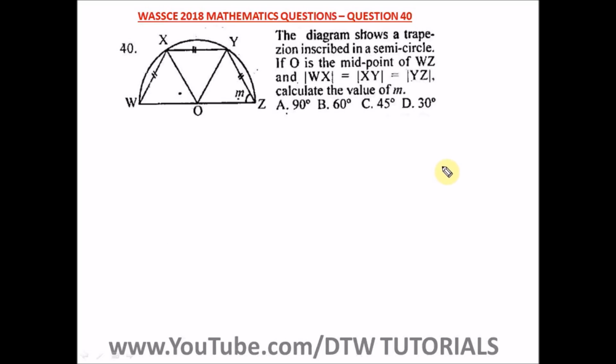Question 40 of the WASSCE 2018 Mathematics Past Question, that's your WAEC exam, says the diagram shows a trapezium inscribed in a semicircle. Okay, if O is the midpoint of WX, and WX is equal to XY is equal to YZ, calculate the value of M. So we have to look for M. And we are told these sides are equal. Okay? So if the sides are equal, it means that these angles will be equal.